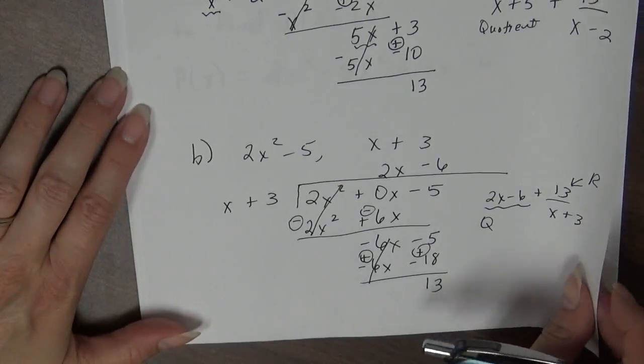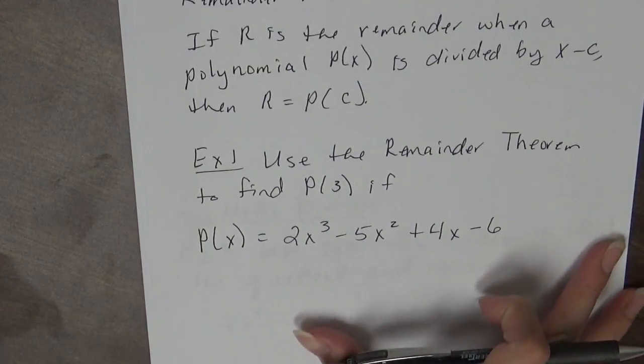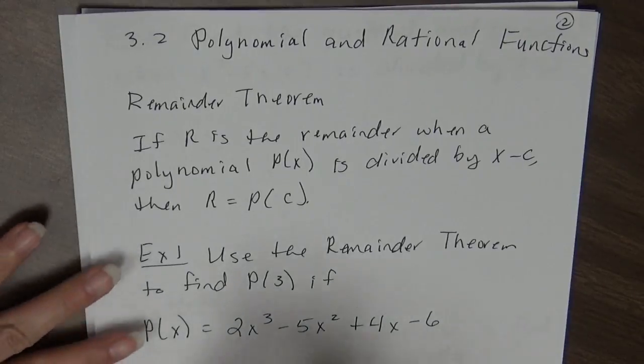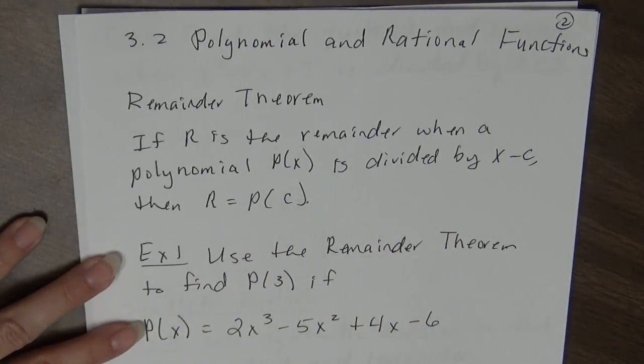Alright, now we're ready to start section 3.2. So with polynomial and rational functions, what we need in this section is the remainder theorem. The remainder theorem states that if r is the remainder when a polynomial p of x is divided by x minus c, then r equals p of c.